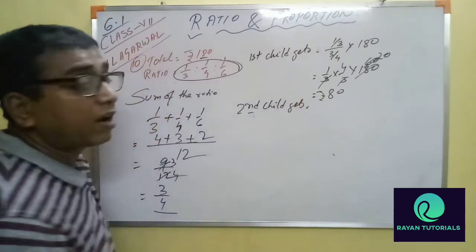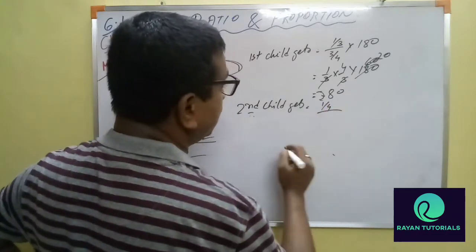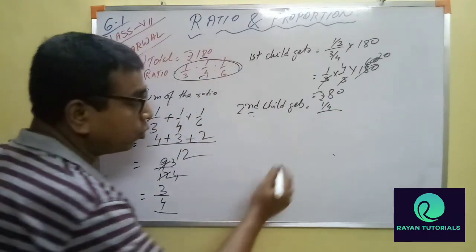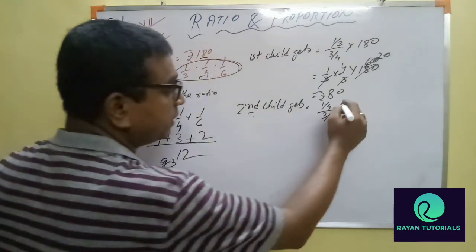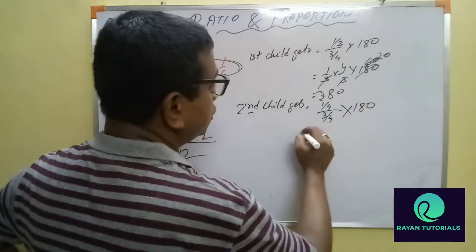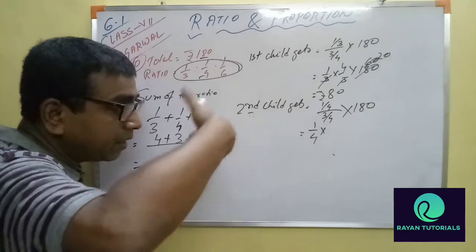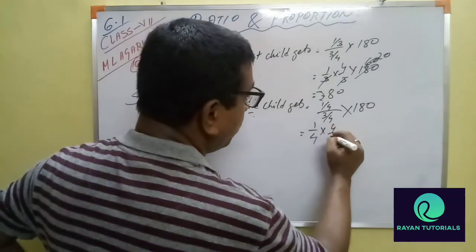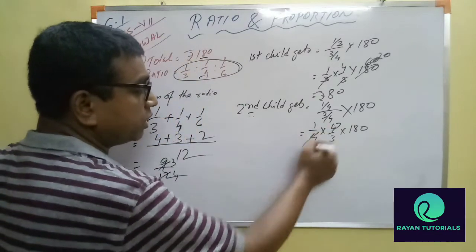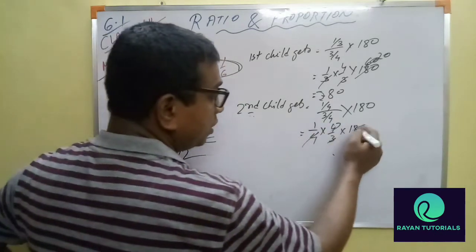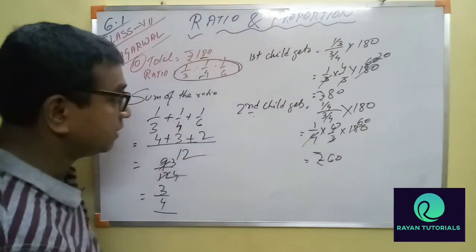Second child gets. What is the ratio of the second child? 1 by 4. Sum of the ratios 3 by 4. Total amount 180. So 1 by 4 divide means multiply, reciprocal 4 by 3 into 180. This 4 gets cancelled out, 180 by 3, therefore rupees 60.